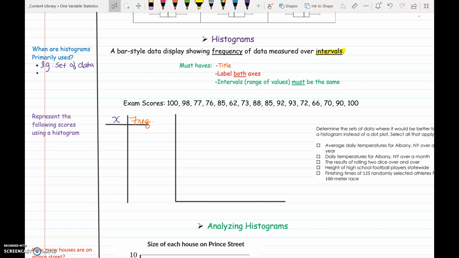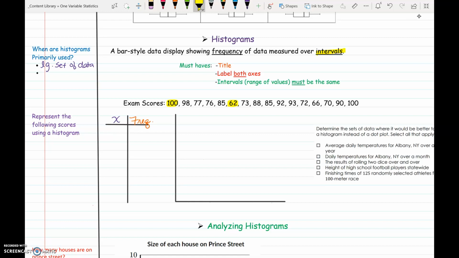So when you go to set up a histogram, must-haves. Must have a title. You must make sure you're labeling both axes. And then the biggest thing, and usually what's the most difficult, coming up with intervals. Like, what do you want to number by? So when we're looking at the exam scores, again, we have a max of 100 and a minimum of 62. So thinking about what do we want to number by?